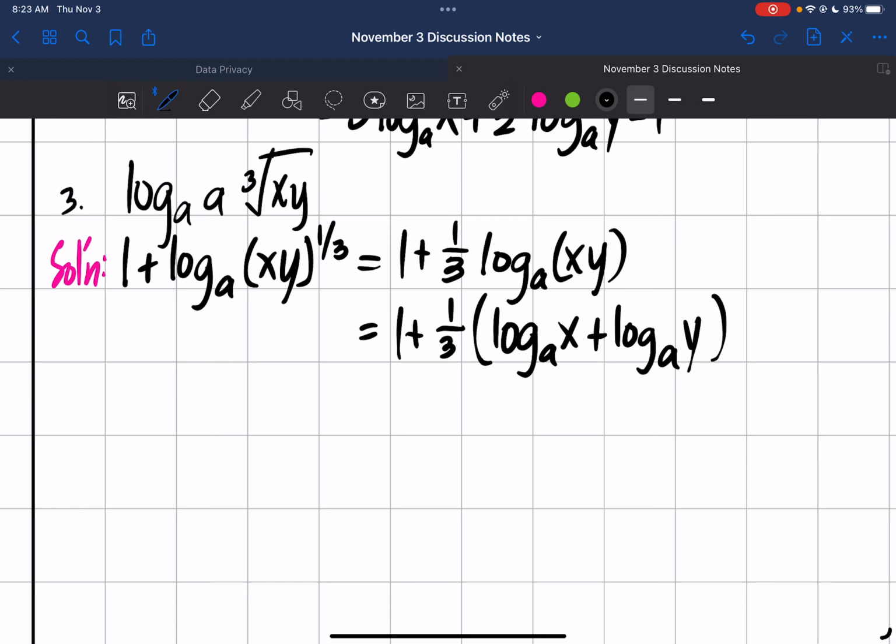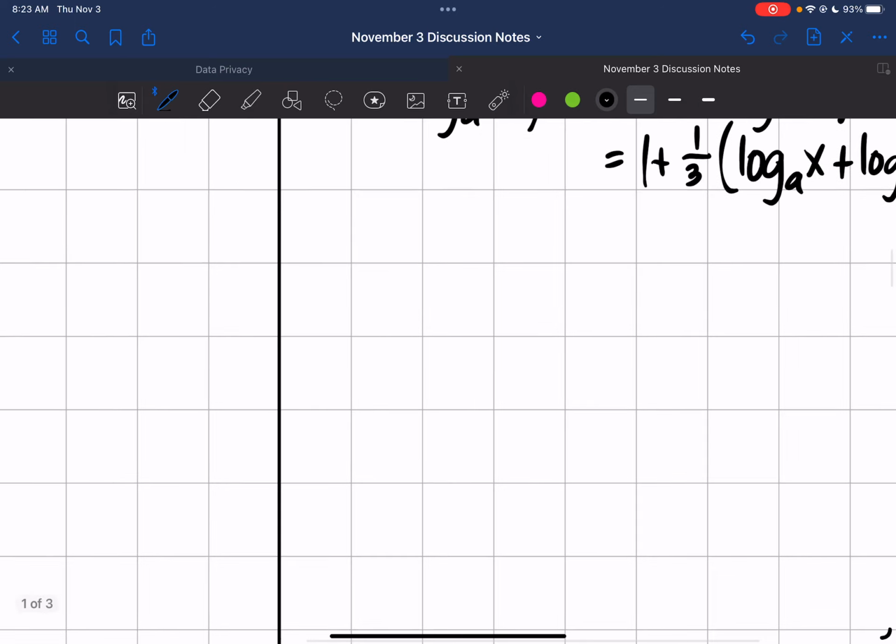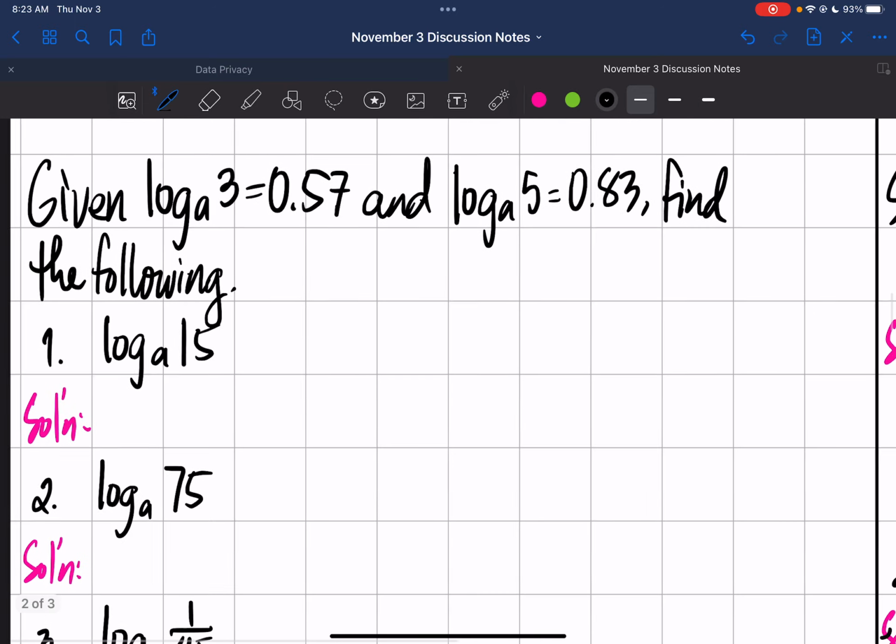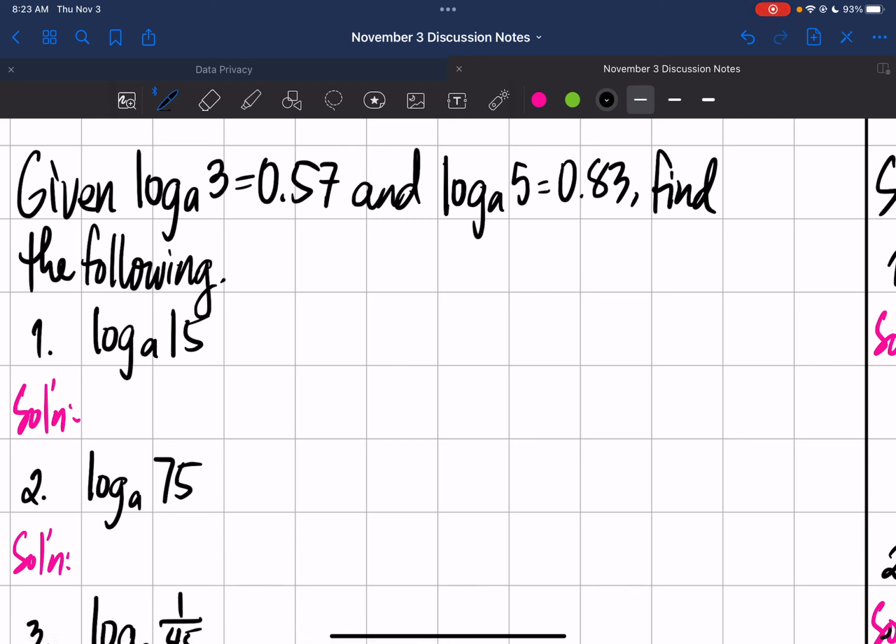So, I hope this example is clear. Let's proceed to the next set of problems. So, dito class, given tayo ng numerical values ng ating logarithms. So, given log of 3 base a equals 0.57, tapos log of 5 base a equals 0.83, let's find daw the following. So, first one, we have log of 15 base a.